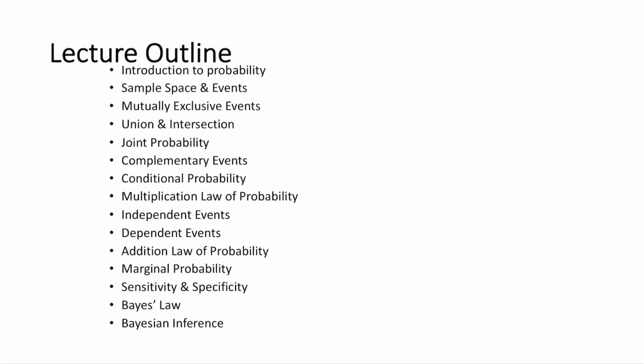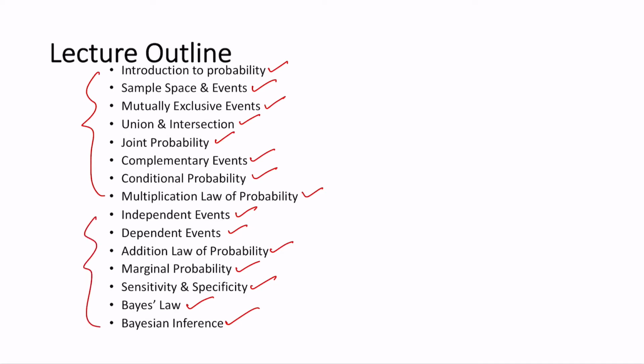First we'll discuss the introduction to probability, then sample space and events, mutually exclusive events, union and intersection, joint probability, complementary events, conditional probability, multiplication law of probability, independent events, dependent events, addition law, marginal probability, sensitivity and specificity, Bayes law, and Bayesian inference. For this lecture, let's focus until the multiplication law of probability, and then we'll continue on to the next lecture. I'll discuss the rest of the lecture there. This part will be discussed in the second part of the lecture.